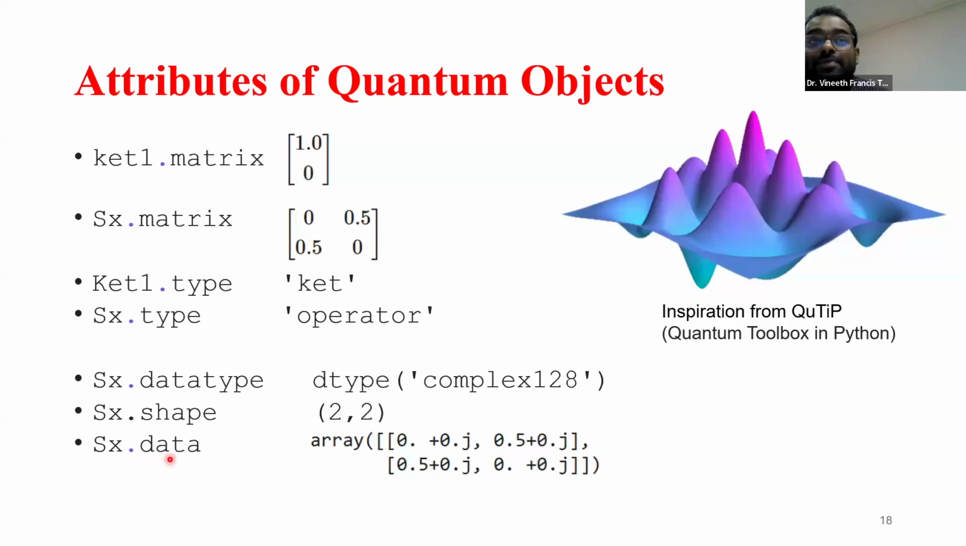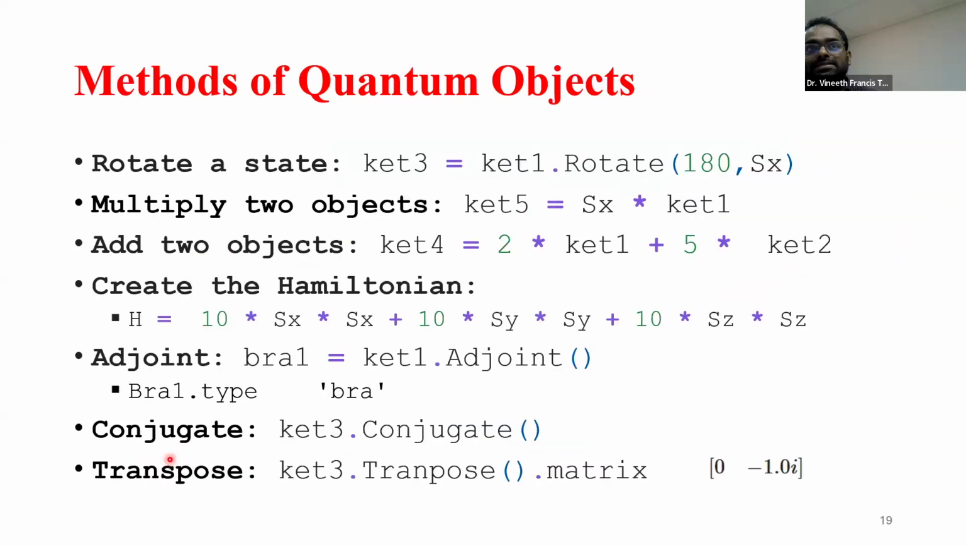Then you have different methods. So you create a state, and now you want to make some operations on this state. For example, you want to rotate the ket state. You can use dot rotate 180 degrees about the x-axis. It will create a new object called ket3. You can multiply two objects. You can add two objects. By using this, you can create your own Hamiltonian. There are predefined Hamiltonians in PyOR, but if you want to create your own Hamiltonian, you can just define the spin operators and create a Hamiltonian from that.